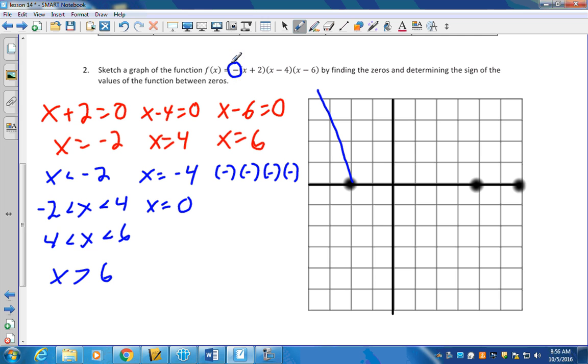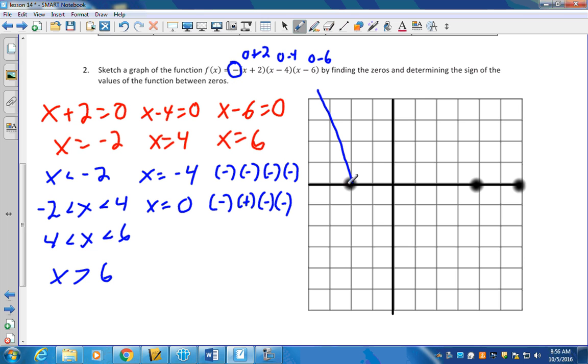Again, this negative is always here. Then I have 0 plus 2. That's a positive answer. 0 minus 4, which is a negative answer. And a 0 minus 6, which is a negative answer. And I have a negative times a positive times a negative times a negative. There's 3 negatives. So the answer would be negative.